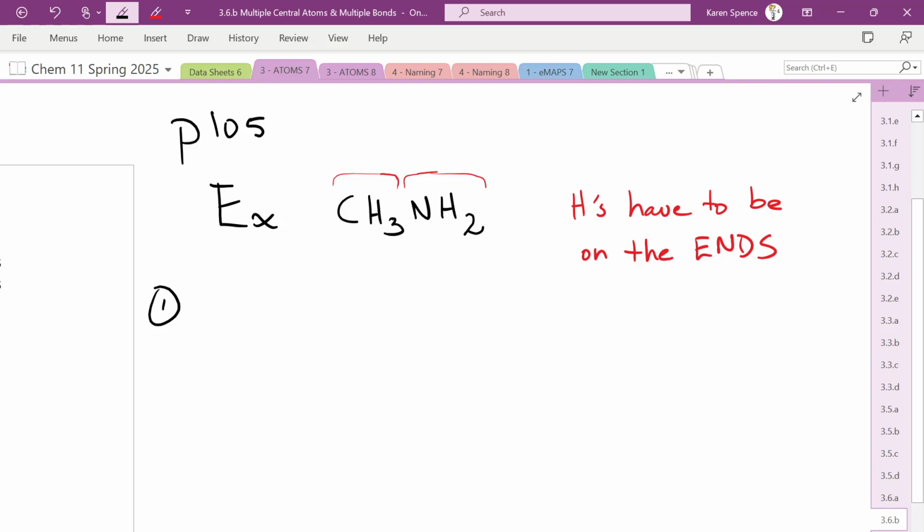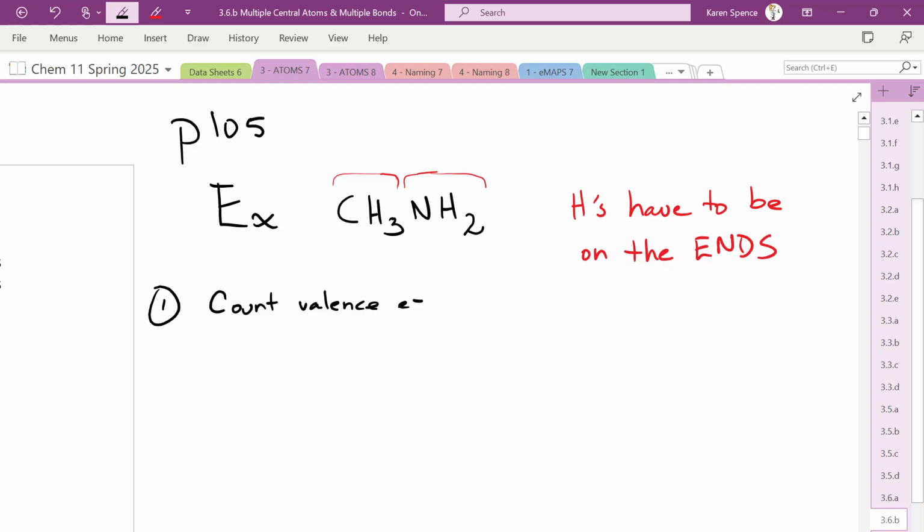And once you're back at your seats, you are going to tell your partner what is the first step in the 8-step method. Step number 1 is, what are we counting? Valence electrons.